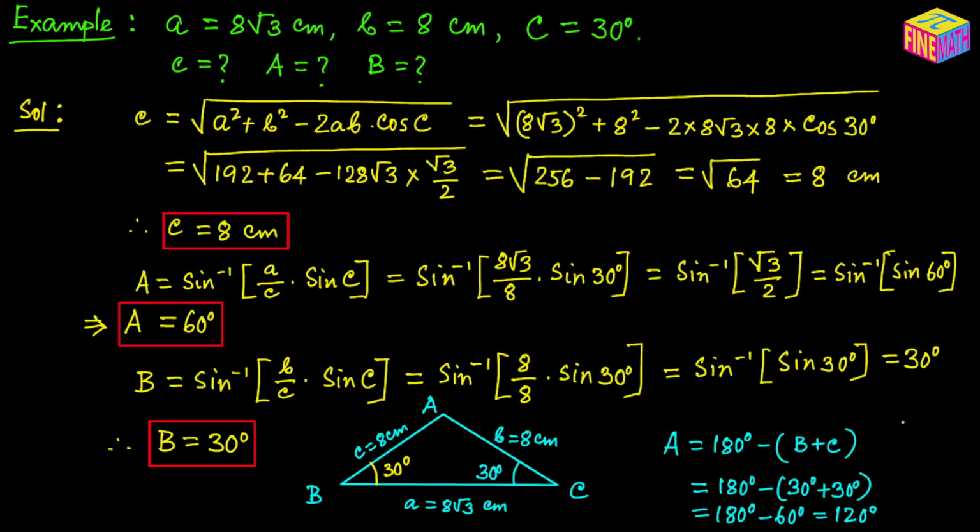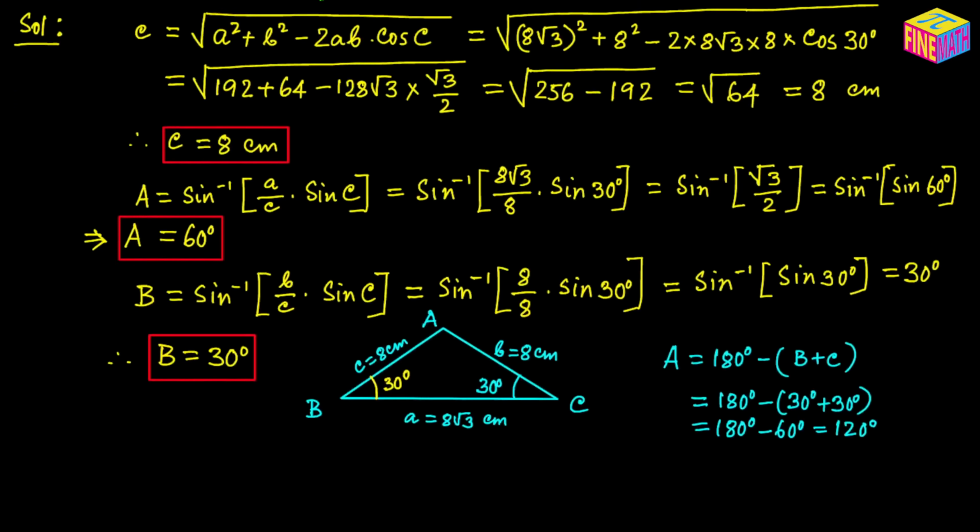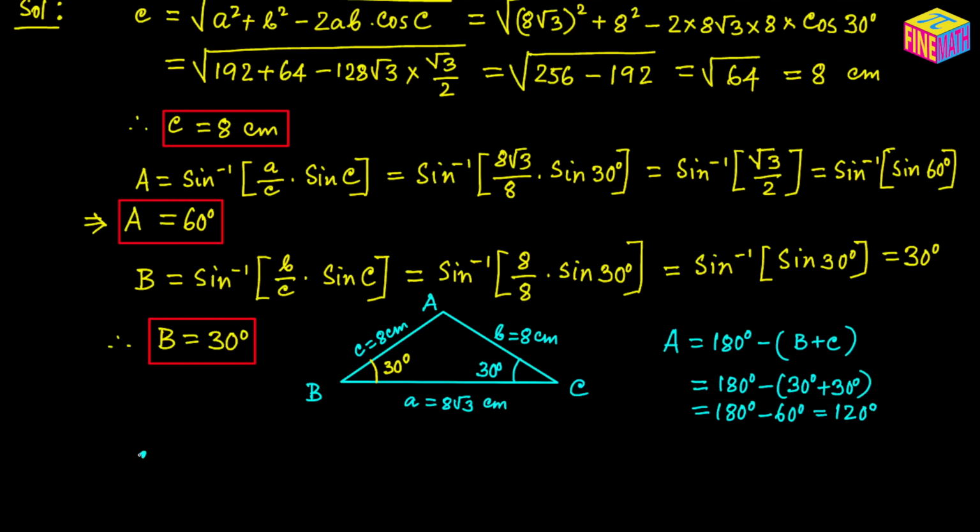So after solving a triangle, we need to carefully validate the result to make sure that everything conforms to the properties of a triangle. So I'm going to write the final result here. c is equal to 8 centimeters, angle B is equal to 30 degrees, and angle A is equal to 120 degrees. And that is our final answer.